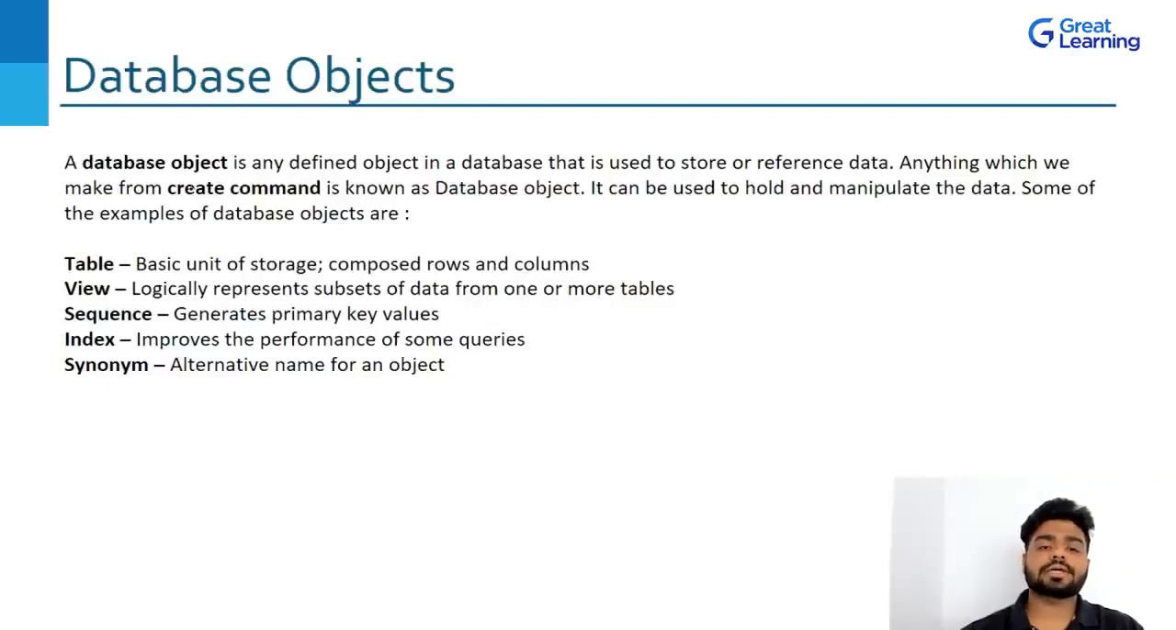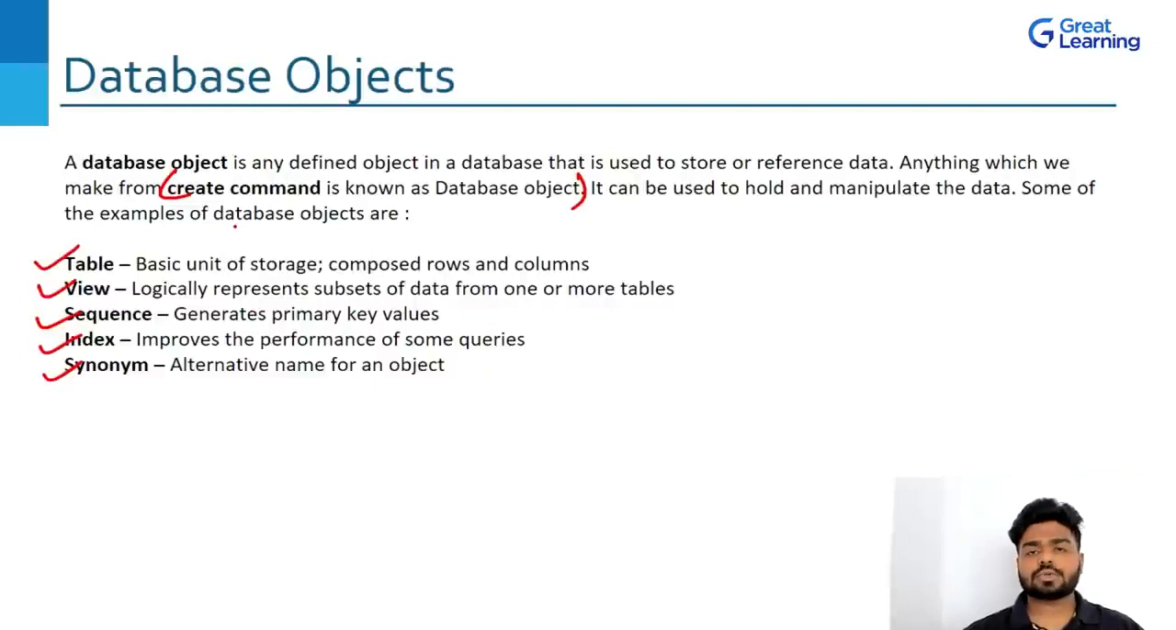Anything which is made from the create command is known as a database object. So anything which you create using the create command is known as a database object. It can be a table also, because while creating a table we use the create command. So it can be a table, it can be a view, sequence, index or synonym. Now what are these? Let's understand.